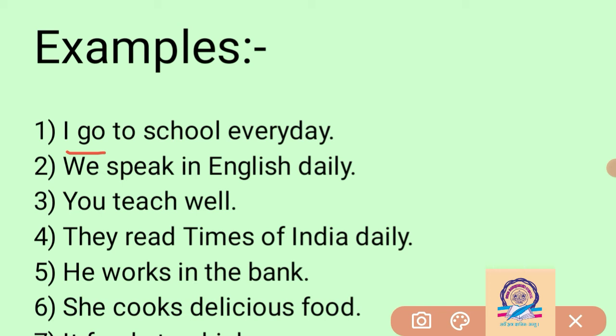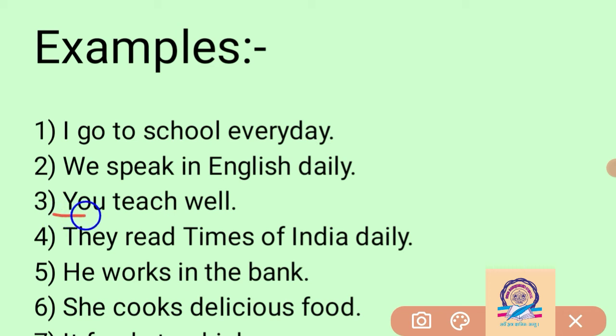So here I write go. The subject is I, so with I we have to write the main form of the verb, go. Then the second example, with we, we have to write speak. We do not apply s or es with the subject we. So we read the sentence: we speak in English daily. And in the first example, I go to school every day. Every day and daily also help us understand the sentence is in simple present tense.